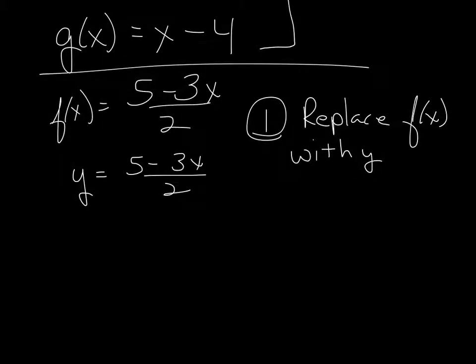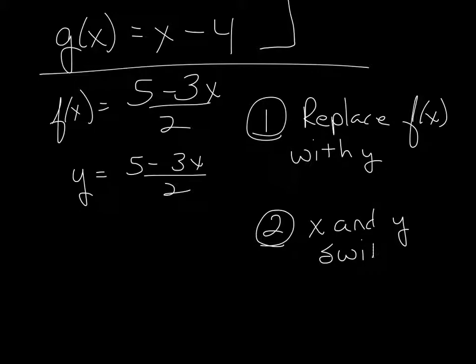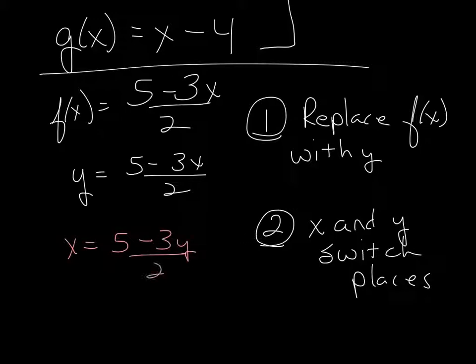Now, when we have a function and its inverse, we said that the domain of the function is the range of the inverse, and the range of the function is the domain. In other words, x and y switch places. So I'm going to let x and y switch places. I'm going to change this function, and it's going to become x equals 5 minus 3y over 2.